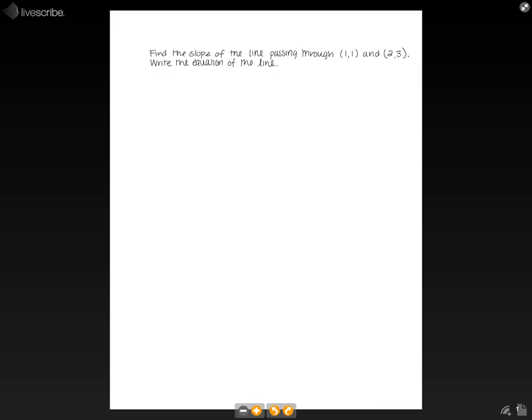In this pencast, we're going to be learning about finding the slope and y-intercept of a line. So this problem says, find the slope of the line passing through (1, 1) and (2, 3). Write the equation of this line.